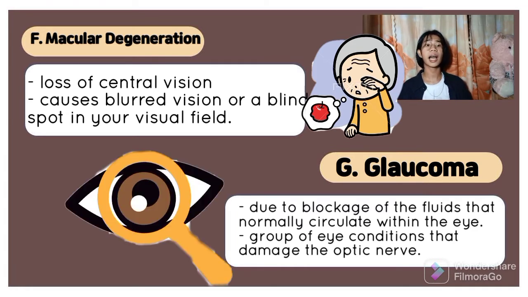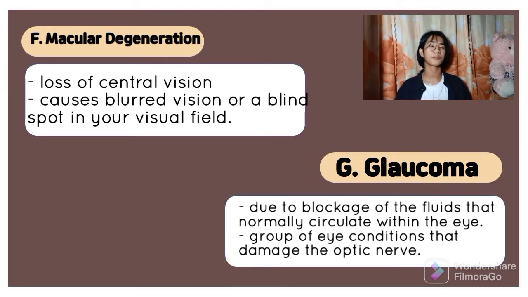Next is glaucoma. Glaucoma is due to the blockage of the fluids that normally circulate within the eye. This is a group of eye conditions that damage the optic nerve, and this damage is often caused by abnormally high pressure in our eye. This condition is one of the leading causes of blindness for people over the age of 60.